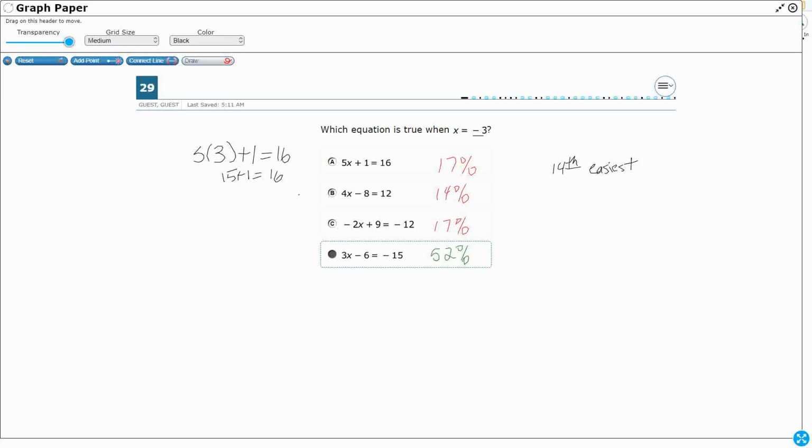Now, B is kind of interesting because what happens here is you take the 4x minus 8, and what happens is you combine those into a -4x. And then if you substitute in that -3 there, well, guess what?